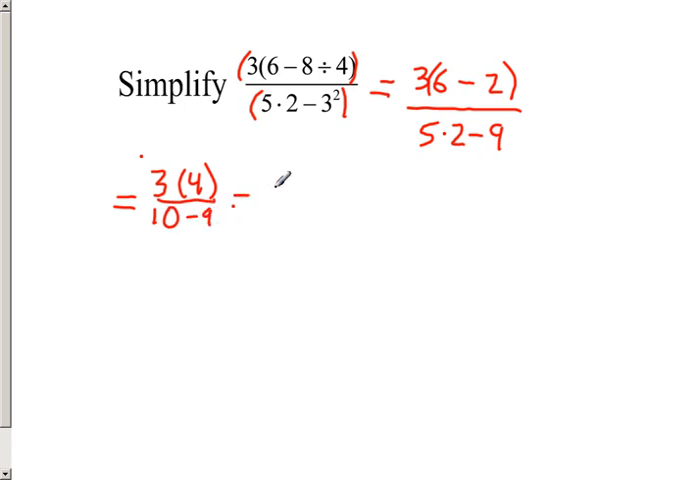All right, our final step on top, 3 times 4 will be 12. On the bottom, 10 minus 9 is 1. For our final answer, 12 divided by 1 is 12.